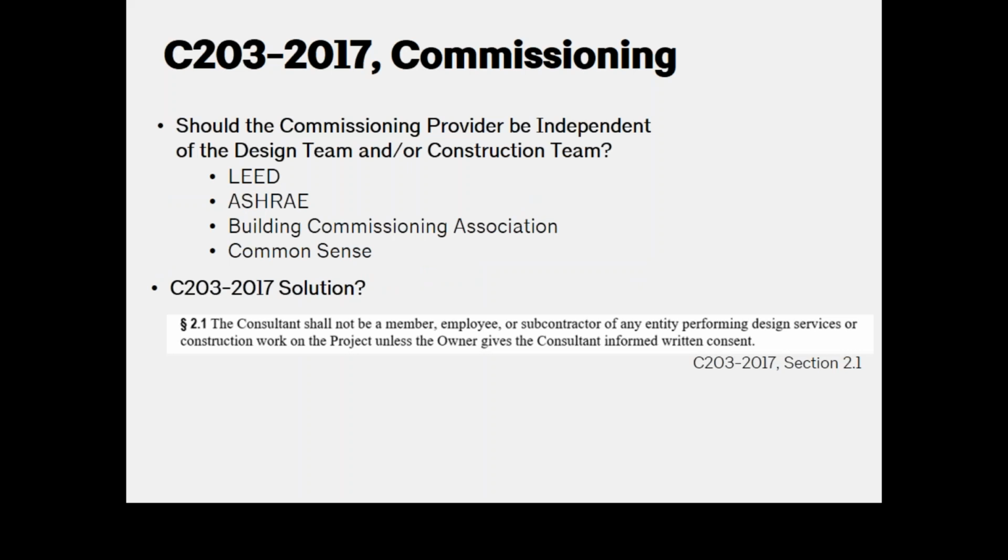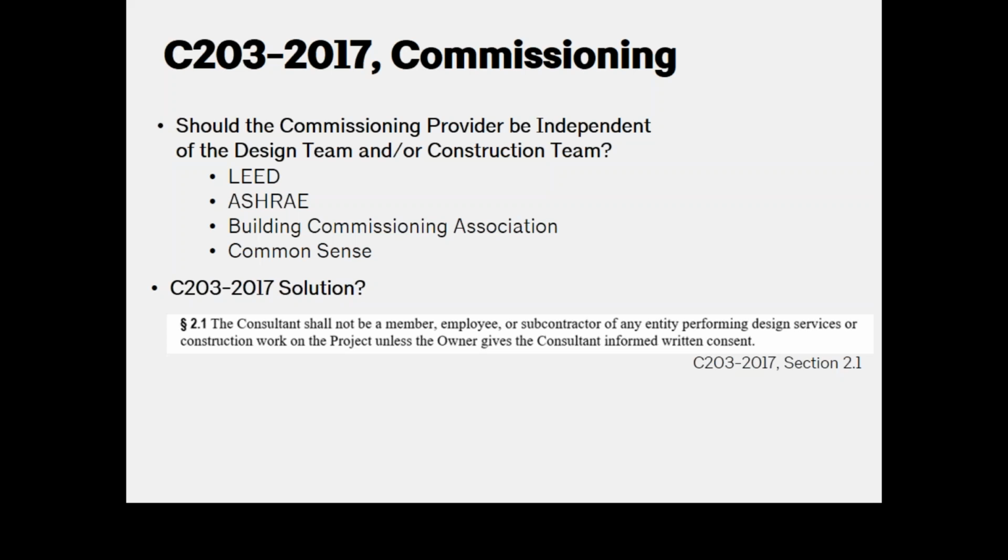So I'll just go through some of the features of the C203 document. One of the things that always comes up when you're talking about commissioning is, should the commissioning provider be an independent entity to the design team and the construction team? All of the industry standard best practices organizations will almost unanimously say that yes, this commissioning provider should be someone who is independent of the design team and the construction team. Both of the LEED fundamental and enhanced credits do require independence of the commissioning provider.